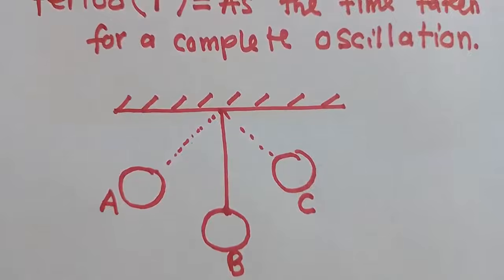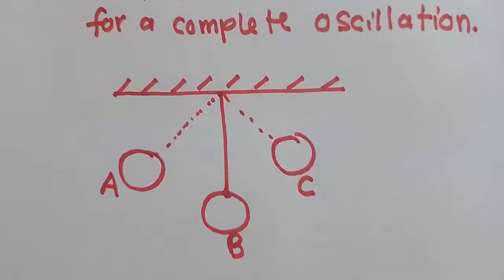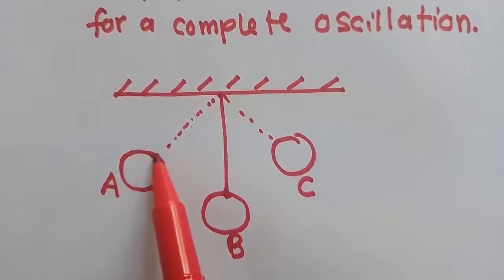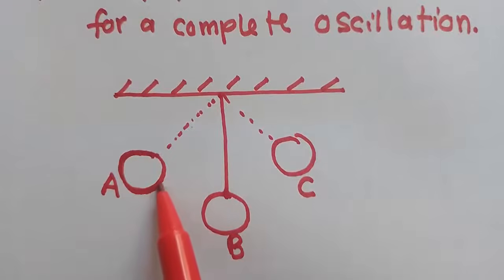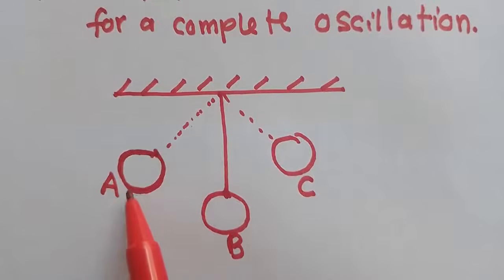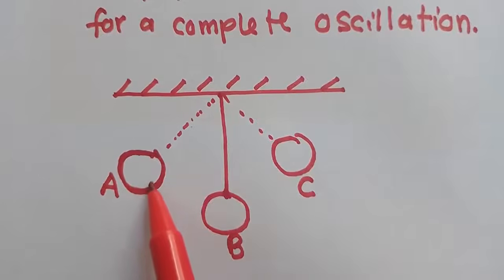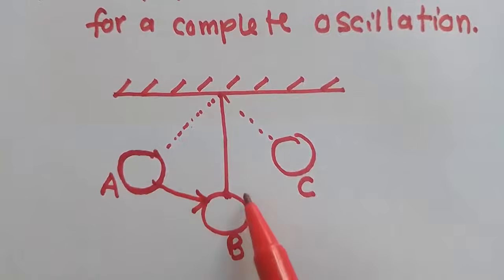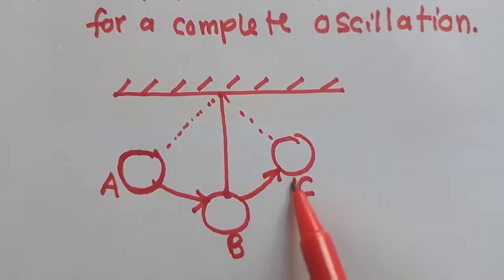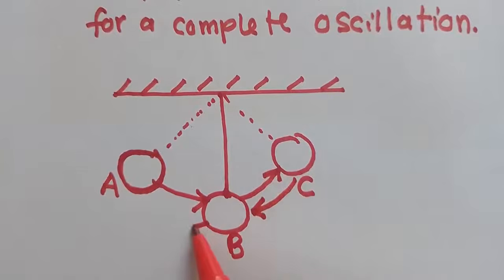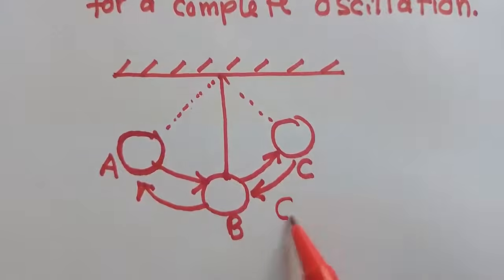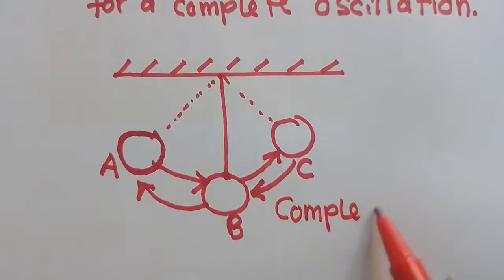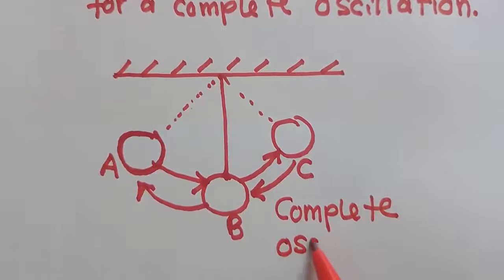So for a complete oscillation, what I mean is that from A, the bulb should be able to move. This is the resting point or the starting point. So it must start from here. It must go to what? It must go to B. From B, it goes to C. From C, it comes back to B. From B, it comes back to A. This is what we call a complete oscillation.